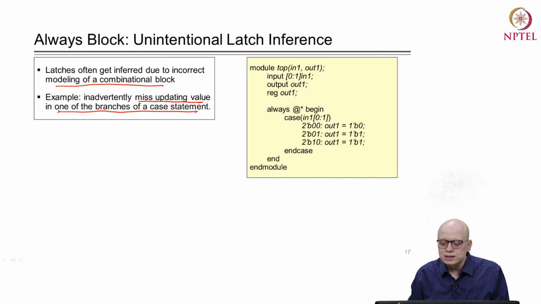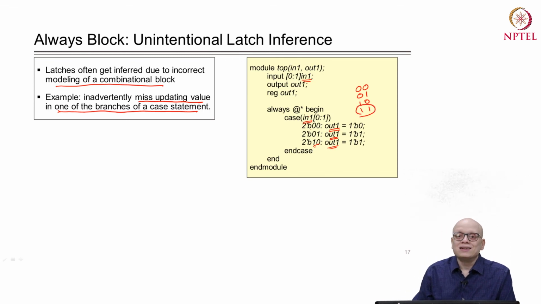For example, consider this code. Here in1 is the select line for the case statement. It has 2 bits, so there are 4 possibilities, 00, 01, 10 and 11, for the signal in1. For 00 we are writing a value of out1, for 01 we are writing a value of out1, and for 10 we are writing a value of out1, but for the case 11 we have missed writing a value. That may be an inadvertent mistake while writing the RTL code, and therefore a latch will get inferred.